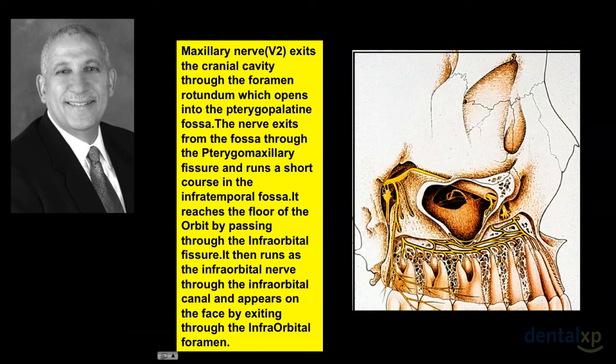Now in the pterygopalatine fossa, we have a branch called the descending palatine nerve that reaches the palate and supplies the mucosa of your palate and the palatal gingiva opposite to the molars and premolars, but the anterior teeth get their branches via something called the incisive nerve. So that's the descending palatine nerve.